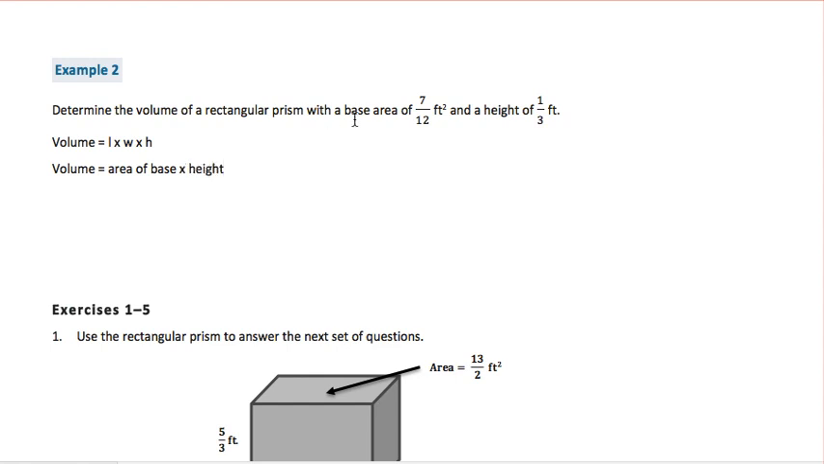When they tell us it's a rectangular prism with a base area of 7/12 square feet, we know that's this part, and then we multiply that times the height. So that volume is 7/12 times 1/3, which is 7/36 cubic feet.